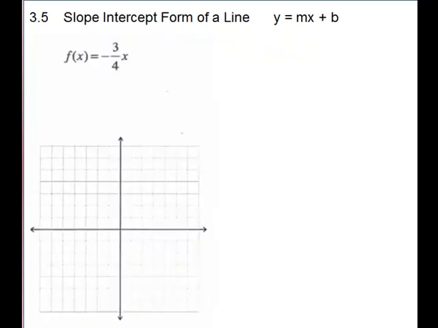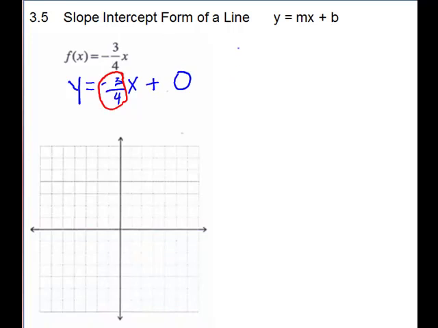Our next problem is in function notation. F of x equals -3/4 x. But remember that f of x is the same as y. And this is in slope-intercept form. It's a little different than some of the others because it doesn't show any number for the intercept. If there's no number there, what could it be? Has to be a 0. It's the only number that could be there. So we can go ahead and write it.